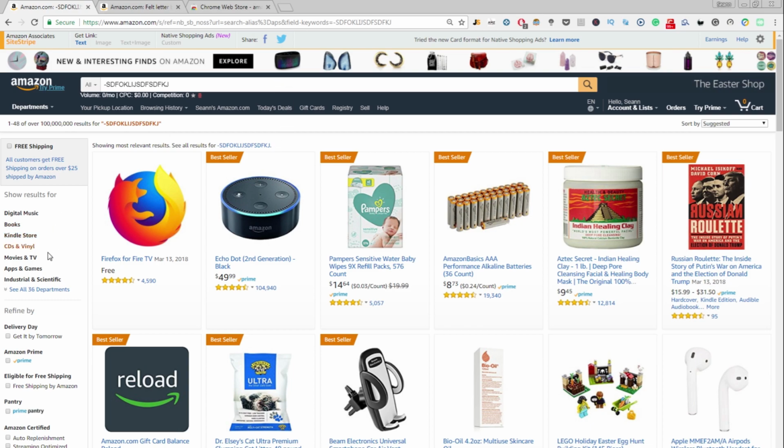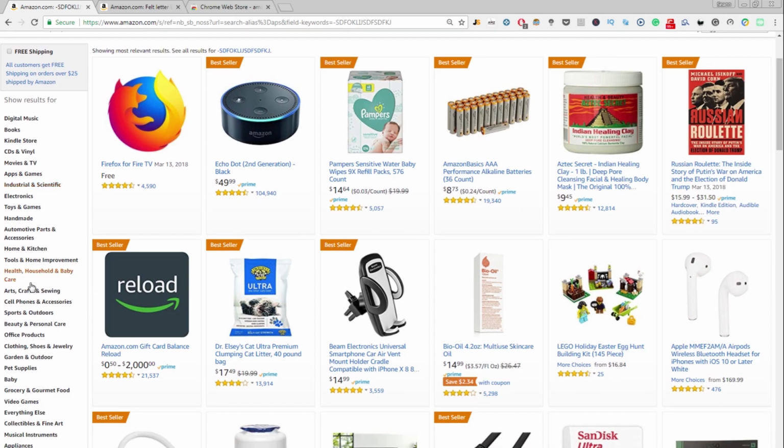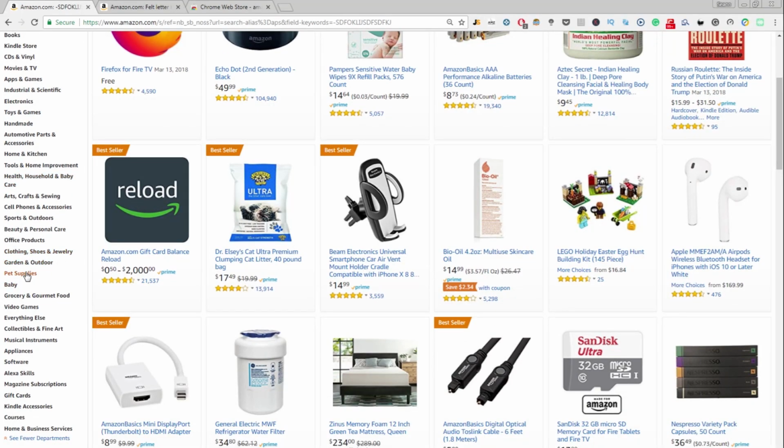What I like to do is go into a specific category or department, and I would like to go into either garden and outdoor or office products. Beauty is gated. Sports and outdoors is very competitive, but they do have some good gold mines in there. Arts and crafts and sewing, that's also a great category. Tools and home improvement, some of those products are gated, and home and kitchen's really good. Health, household, and baby care, some of them are good, some of them are gated. So what I recommend is that you guys just go to office products, arts and crafts, and I would say garden and outdoor is pretty good too.